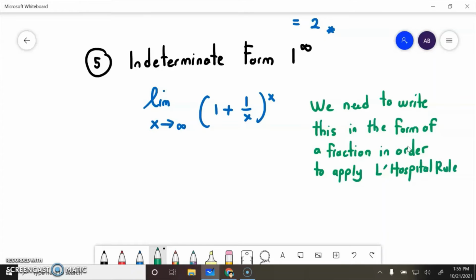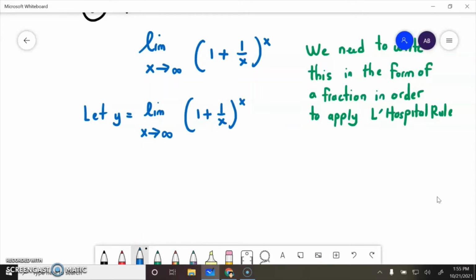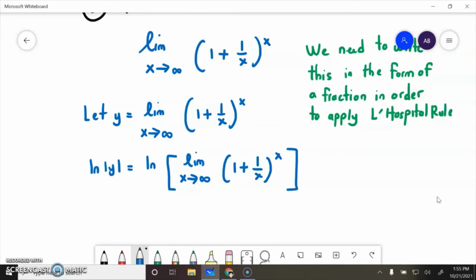Okay, so my main goal is now to write this in the form of a fraction. So how to do this? I'm going to say let y equal the limit as x approaches infinity of (1 plus 1 over x) to the power of x. Take the natural log on each side, so I'll have ln y equals ln of the limit as x approaches infinity of (1 plus 1 over x) to the power of x.